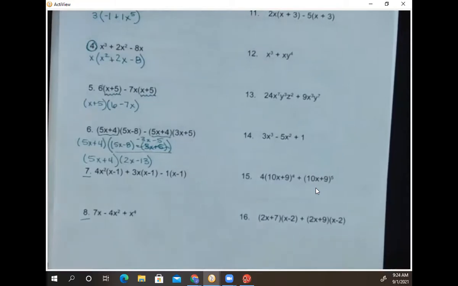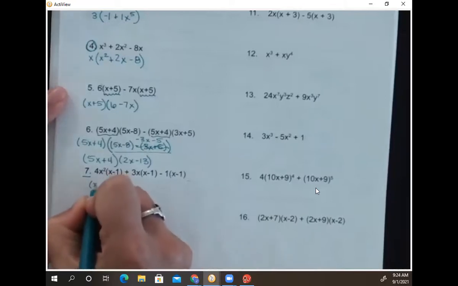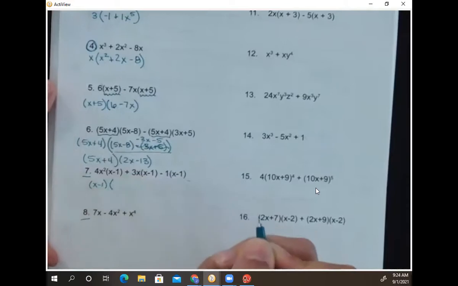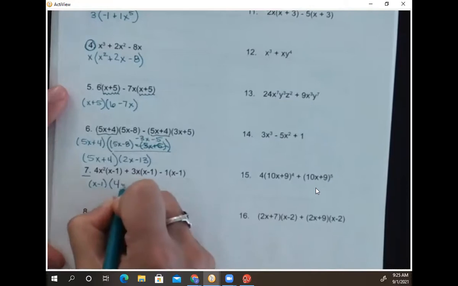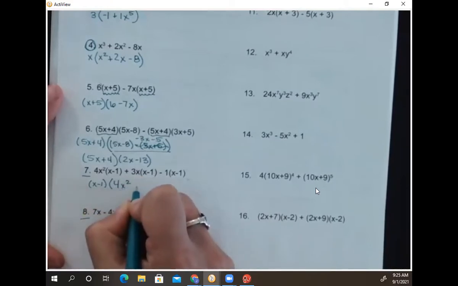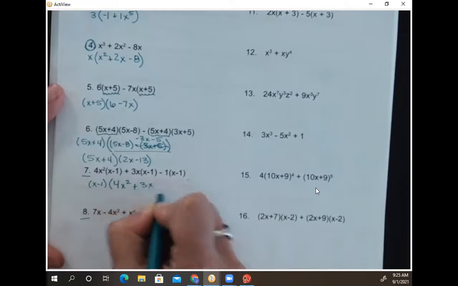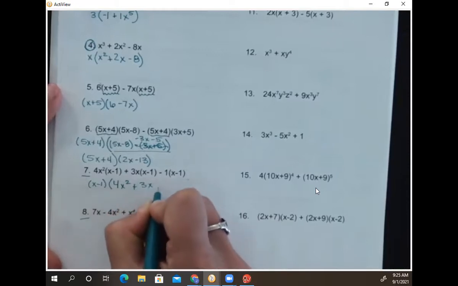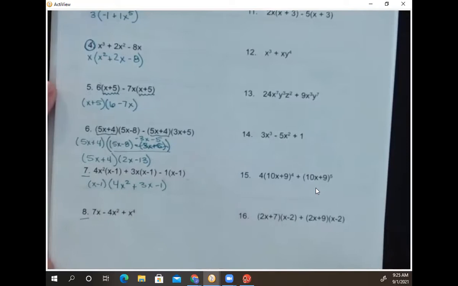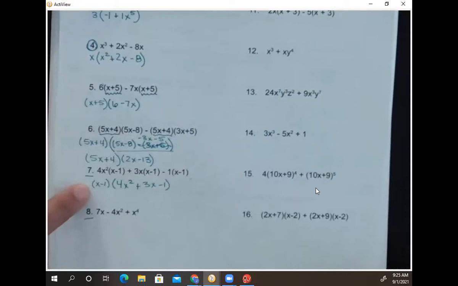What's your GCF for number 7? What factor is common to each term here in number 7? X minus 1, so we'll pull that out. And then what do I have left over when I factor out x minus 1? 4x squared plus 3x minus 1, very good. Maybe a little weird on this one, but not super difficult, right?